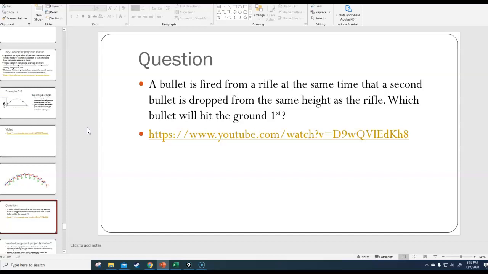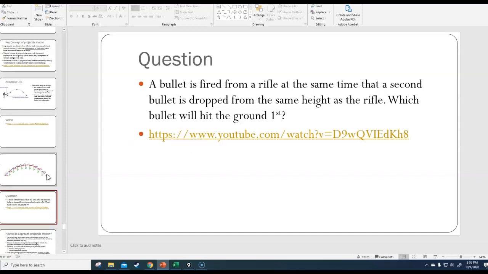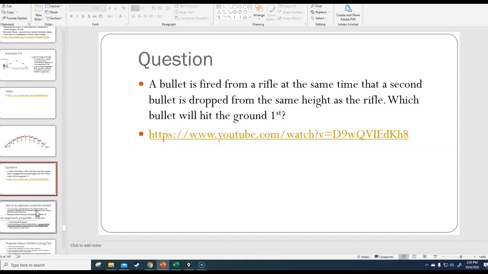Of course, that's the same concept that we've been talking about. I will include a link to a Mythbusters video where you can actually see they basically hit the ground at the same time. But it's the same question, as long as the rifle is fired horizontally.